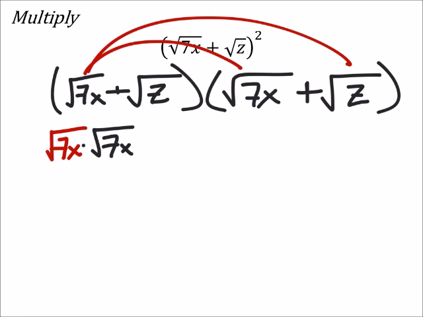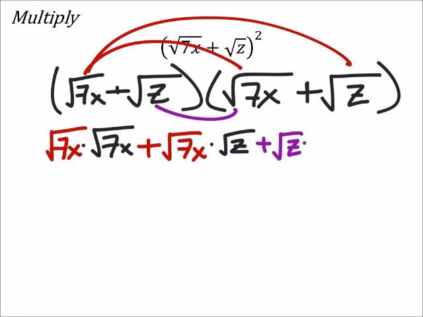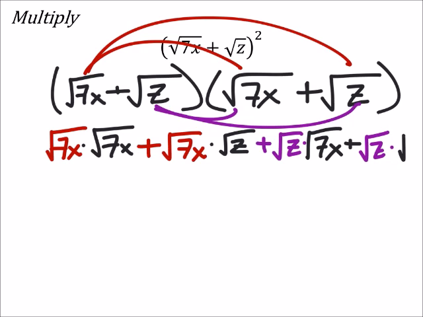So those were the firsts. These are the outers. So I'm going to add square root of 7x times the square root of z. Now I'll distribute this z. So I got the square root of z times the square root of 7x. And then plus the last, which is the square root of z times the square root of z.